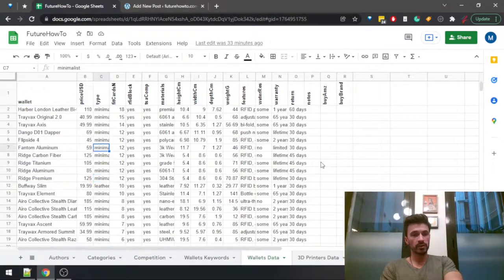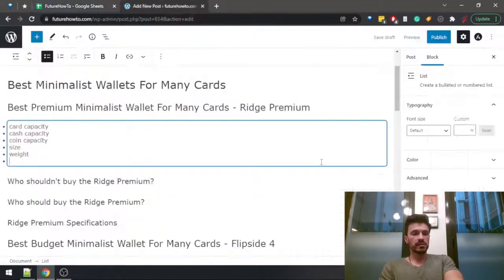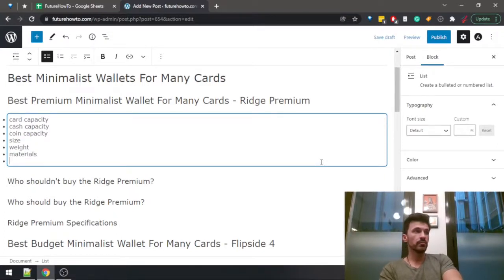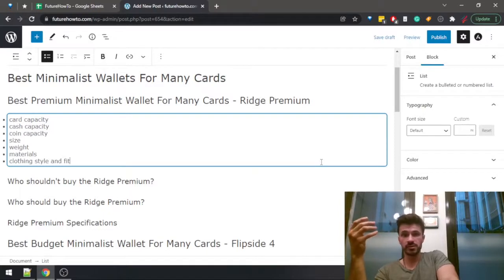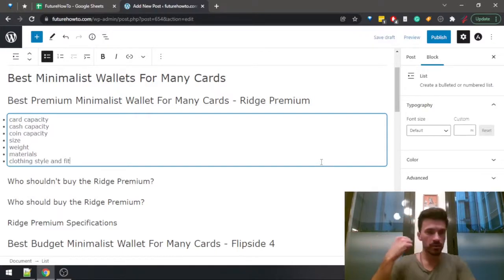What else do we have here? Okay, maybe we can say something about the materials, maybe the clothing style and fit. This is one specific area I usually cover in my reviews that's kind of original to my reviews. I don't see it done that much elsewhere, but I think it's a pretty useful thing for my audience as well.